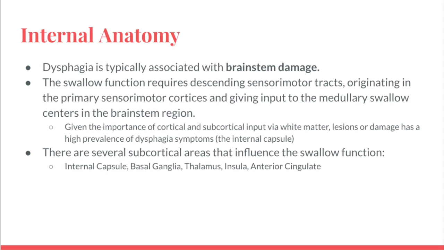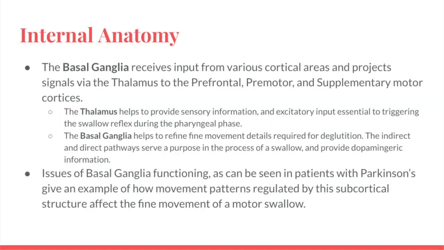So we will be covering several subcortical areas that influence the swallow function, which include the internal capsule, the basal ganglia, the thalamus, the insula, and the anterior cingulate gyrus. The basal ganglia receives input from various cortical areas and projects signals via the thalamus to the prefrontal, premotor, and supplementary motor cortices. The thalamus helps to provide sensory information and excitatory input essential to triggering the swallow reflex during the pharyngeal phase. The basal ganglia helps to refine and adds detail to the fine movements required for deglutition.